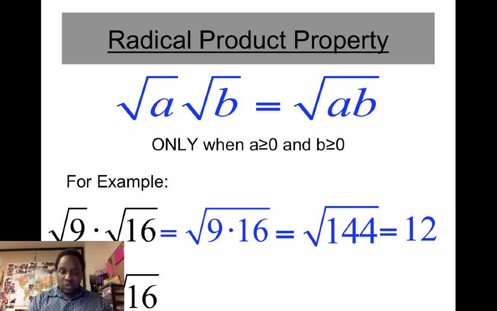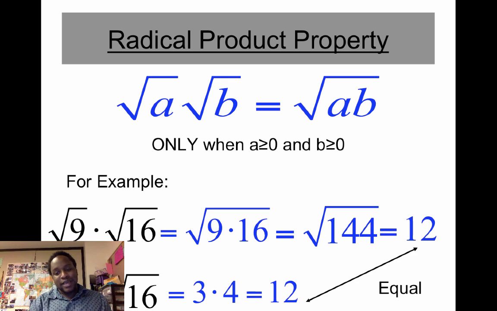And that equals 12. If we did it a different way, the square root of 9 equals 3, and the square root of 16 equals 4, and 3 times 4 equals 12. They equal the same thing. So if we see the square root of one number times the square root of another number, it equals the square root of the two numbers multiplied by each other.